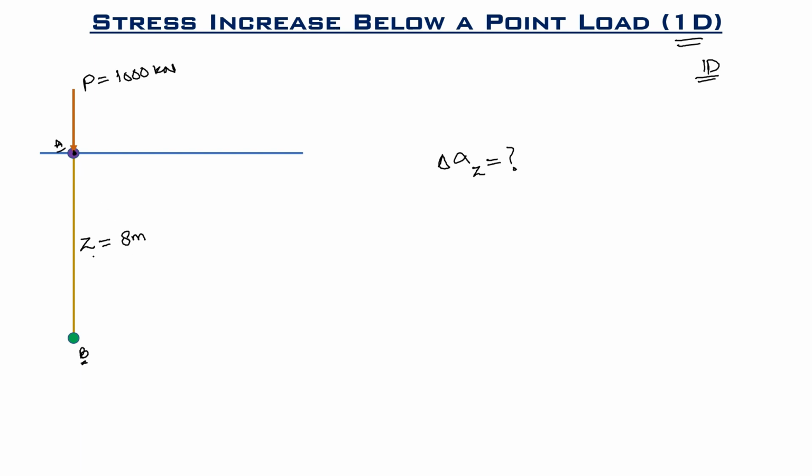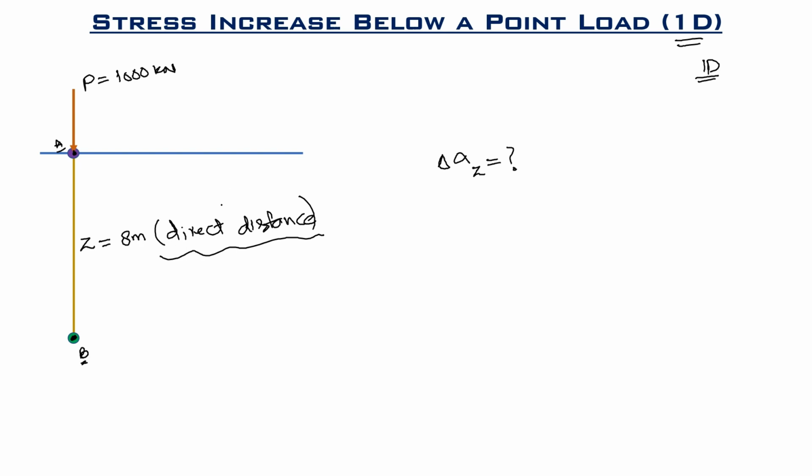So basically, we need the direct distance. This is the direct distance between the point of application of load and the point at which we want to determine the stress. So don't just remember this Z, only remember the direct distance, meaning a straight line joining the point of application of load and the point at which we want to determine the stress increase.